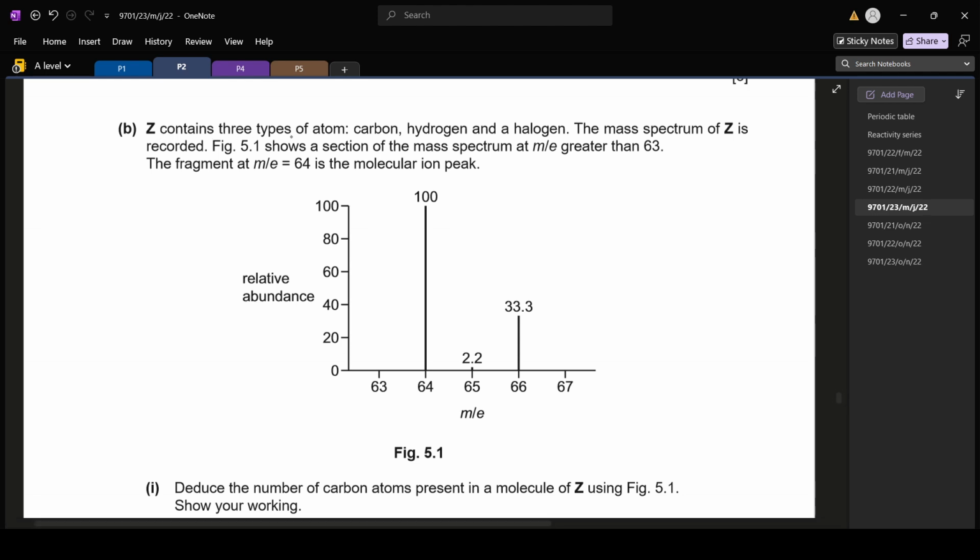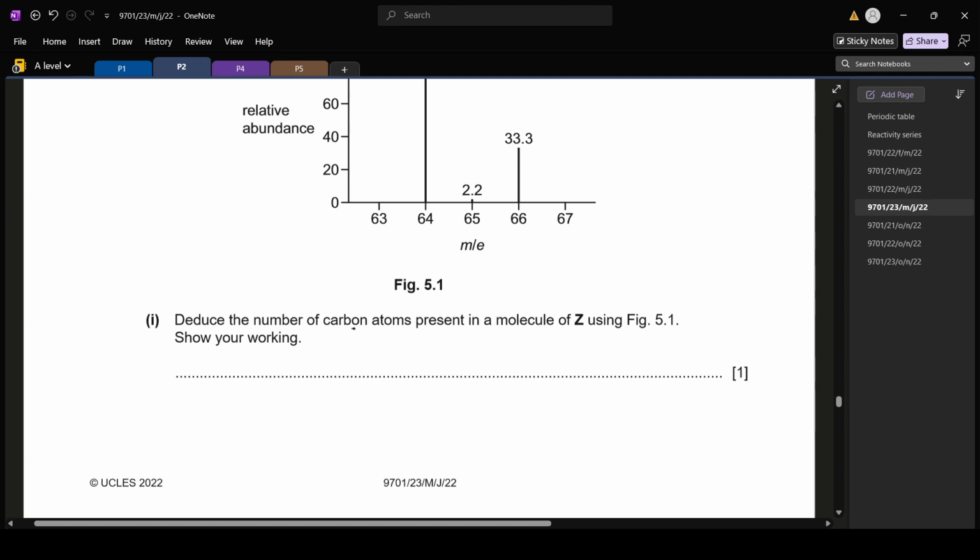Z contains three types of atoms: carbon, hydrogen, and halogen. The mass spectrum of Z is recorded. Figure 5.1 shows a section of the mass spectrum at m/z greater than 63. The fragment at a mass-to-charge ratio of 64 is the molecular ion peak, so this will give you the Mr of the molecule Z.